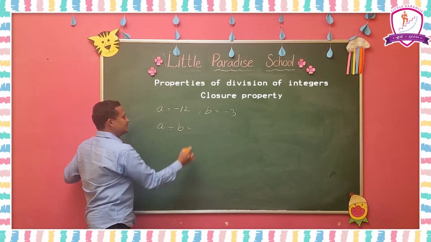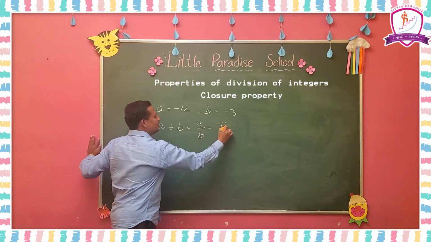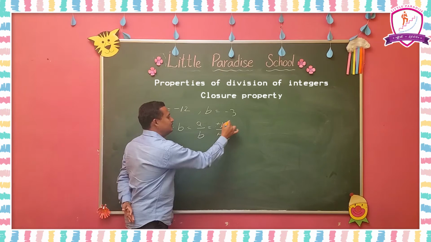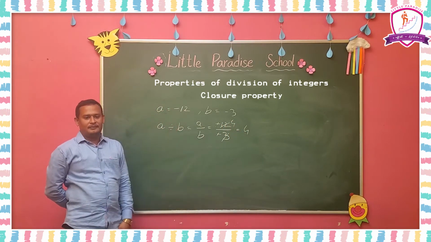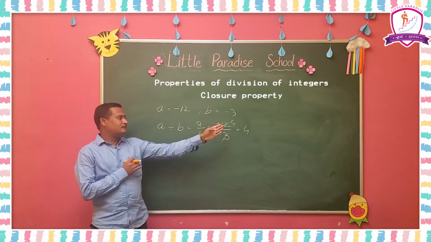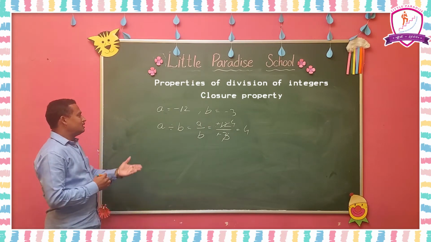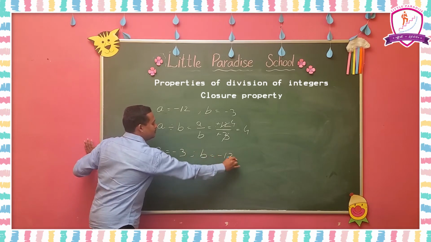A divided by B means we can write A by B like this. Minus 12 by minus 3: minus and minus will cancel, and 3 four times will cancel, so we get 4. 4 is an integer. Here we are dividing minus 12 by minus 3, we got 4, and 4 is an integer. So now I am going to take A as minus 3 and B as minus 12.